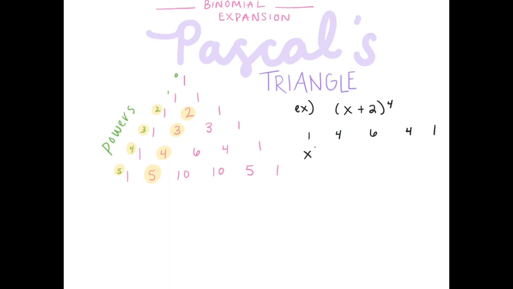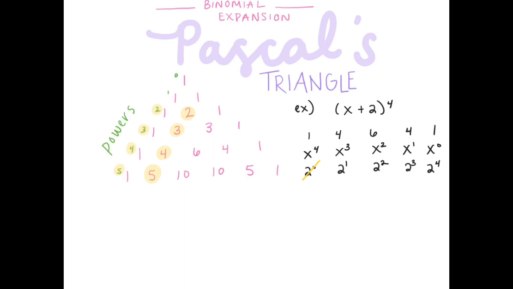I'm going to write the x's underneath the numbers I just wrote, and my exponents are going to go in descending order. 4, 3, 2, 1, 0. Then I'm going to do the same thing with the 2, but I'm going to start from the back. 2 to the 4th, 2 cubed, 2 squared, 2 to the 1st, 2 to the 0.